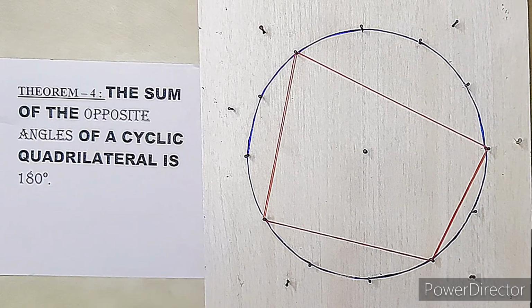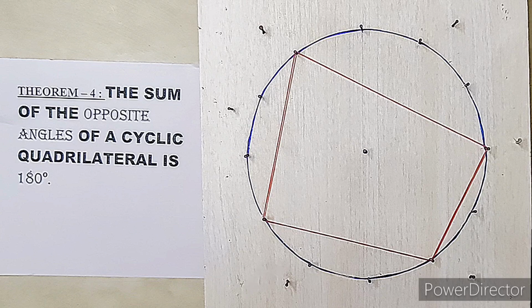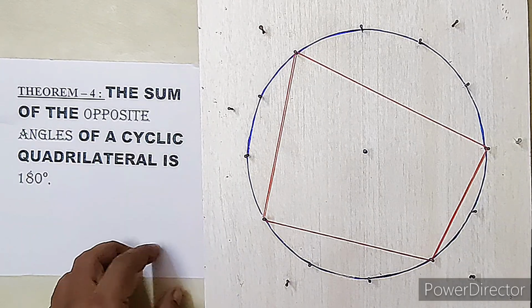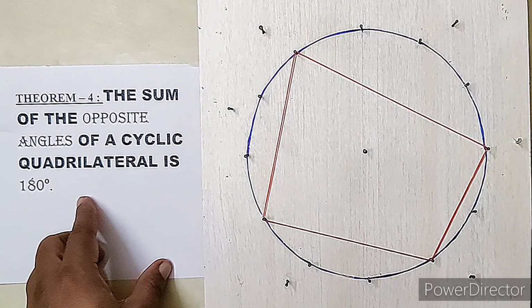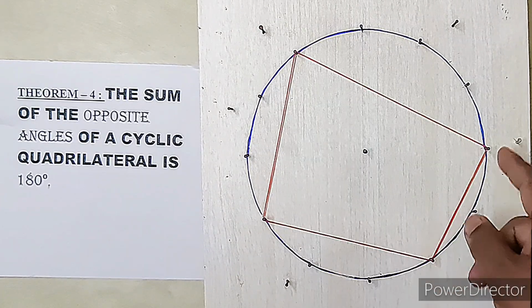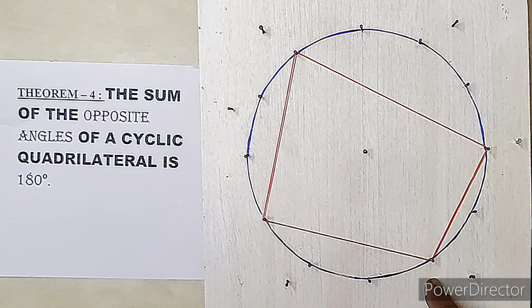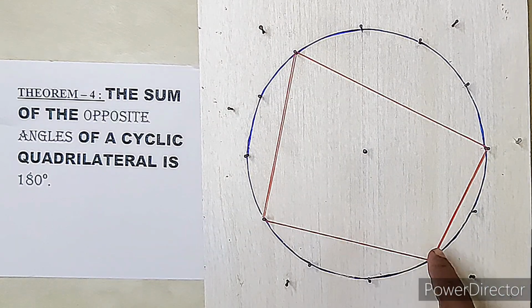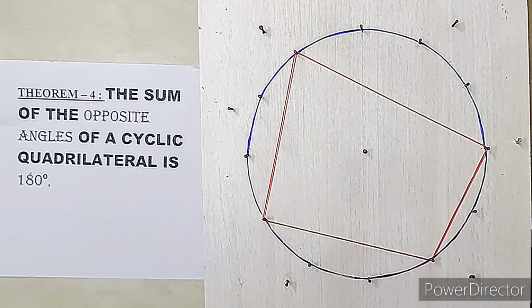So students, I hope you all are enjoying how this verification is taking place by this same one particular apparatus which I have. With this, we are proving all the theorems of circles. So we come to the next theorem, which says the sum of the opposite angles of a cyclic quadrilateral is 180 degree. So you can see I've already placed a rubber band to make a cyclic quadrilateral. A cyclic quadrilateral is the one where all the vertices of the quadrilateral lies on the circumference of the circle.